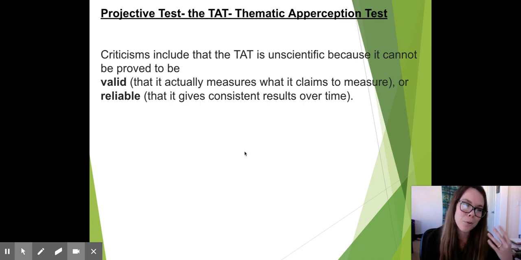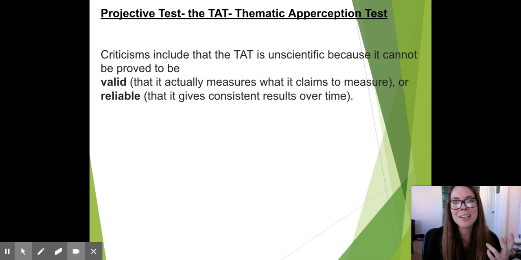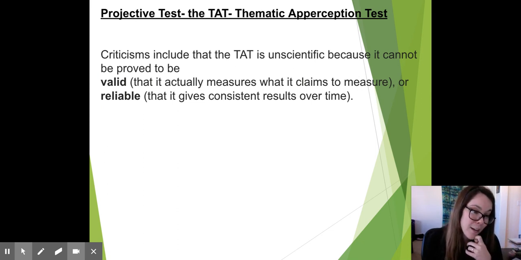But clearly there's some criticisms, right? And this is our last slide for our first module. And criticisms include, right, it's an unscientific basis because it cannot be proved. When we talk about valid, if something is valid, is it actually measuring what it claims to measure? Is it actually measuring our personality? Or is it even reliable with giving us consistent results over time, right? Because essentially every person who looks at that image will give you a different pathway.